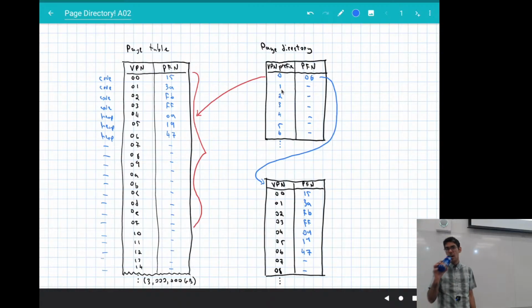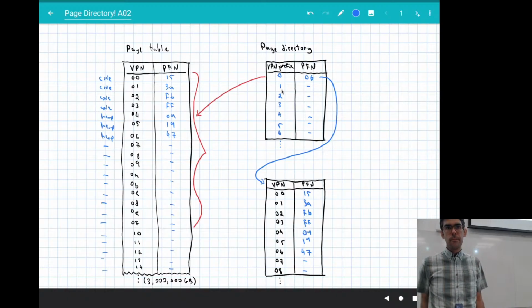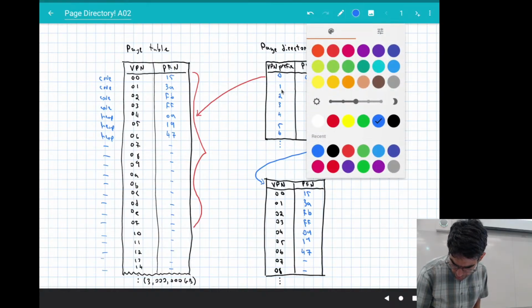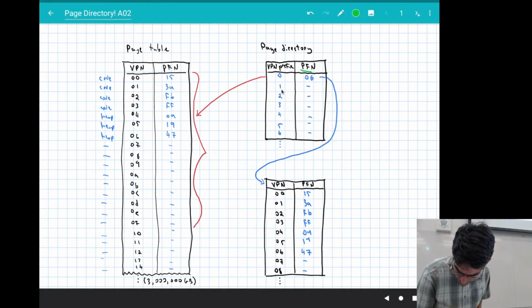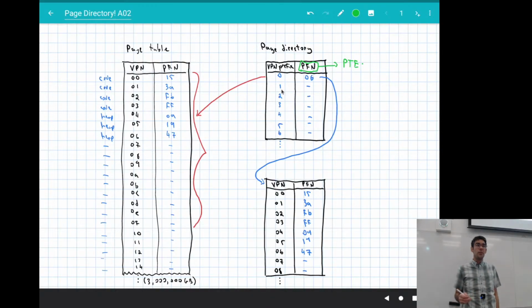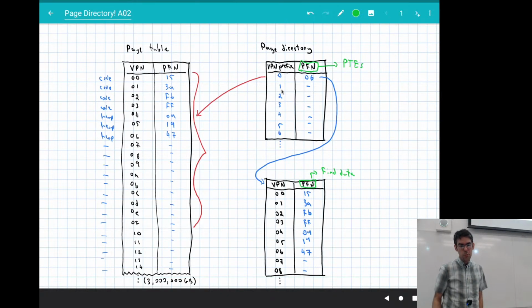I was going to ask related to VPN prefix, but it kind of solved in my mind. Yeah. So I guess, just to clarify, this physical frame number here is going to be to find page table entries. This one is going to be to find data, to find the actual data of what's at that virtual address.